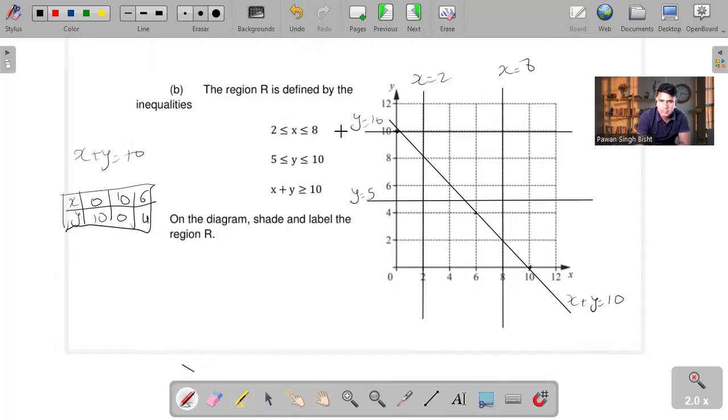Now you see, greater than 2 but smaller than 8 means right side of it but left side of it. Below 10 means below y equals 10 but above y equals 5, and greater means above. So this portion which you can see in the middle satisfies all my conditions. We have to shade it as well. So I shade this portion in the middle.